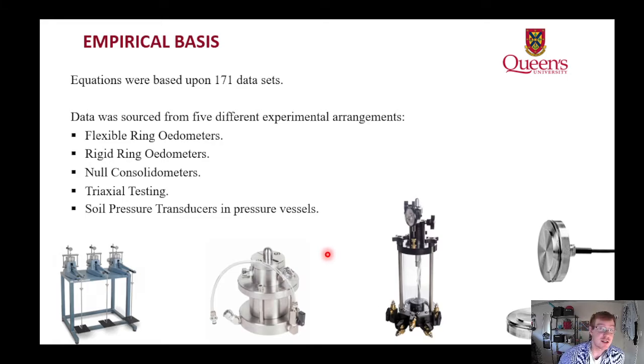So you could only imagine if you collected 5 different data sets, well, 171 data sets, but from 5 different experimental setups, and you achieved similar or the same results 5 times, you deservedly can be quite confident in your data. So the data was collected from flexible ring odometers, rigid ring odometers, null consolidometers, triaxial tests, which we're all familiar with in Civil 840, and soil pressure transducers in pressure vessels, as pictured on the far right of your screen.